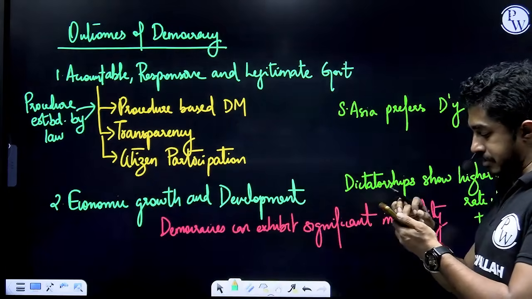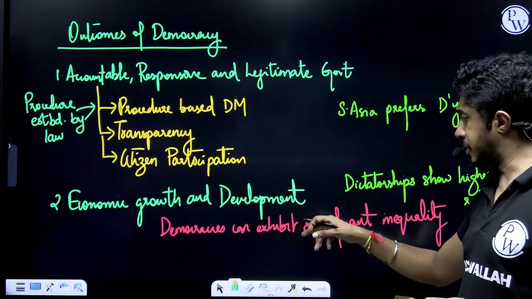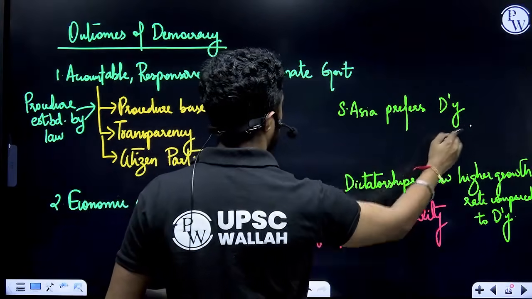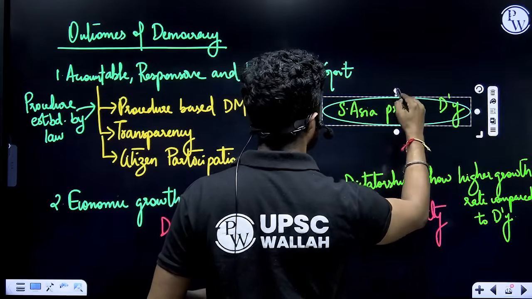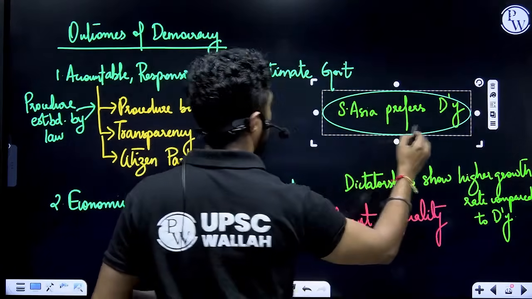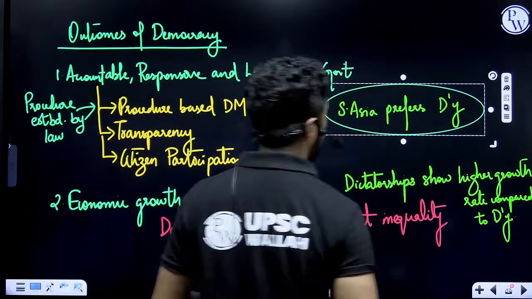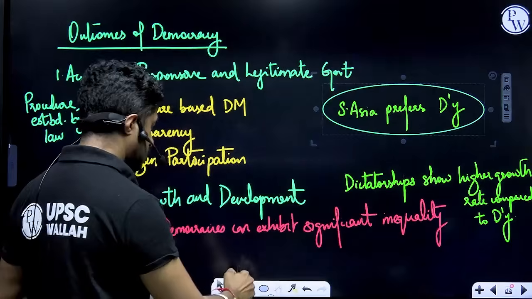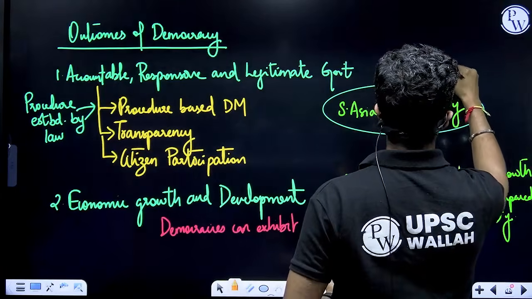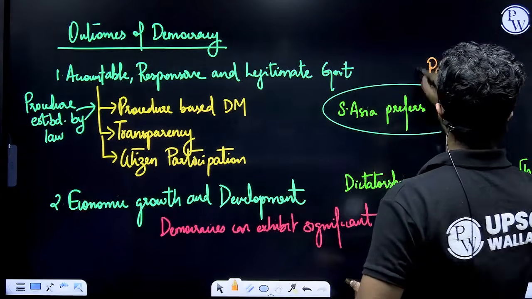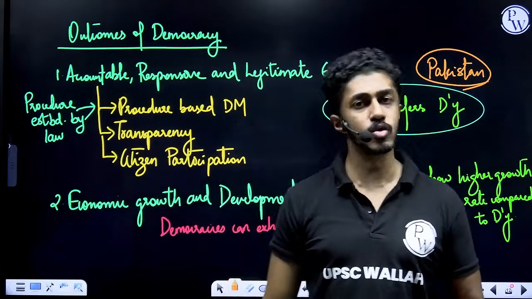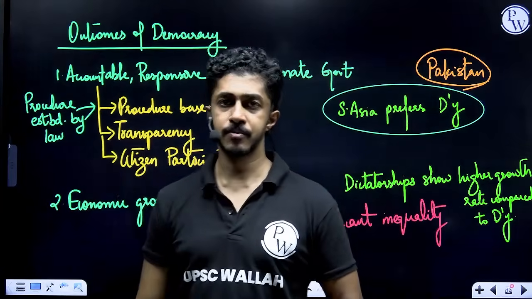At number 2, basically, you have economic growth and development. But before that, the trend we observe is that most of South Asia actually prefers a democratic form of government. An exception to this will obviously be our neighbor, Pakistan. They basically don't have any issues, even if the military is ruling there or a dictator is ruling there. That is the reality from a survey.